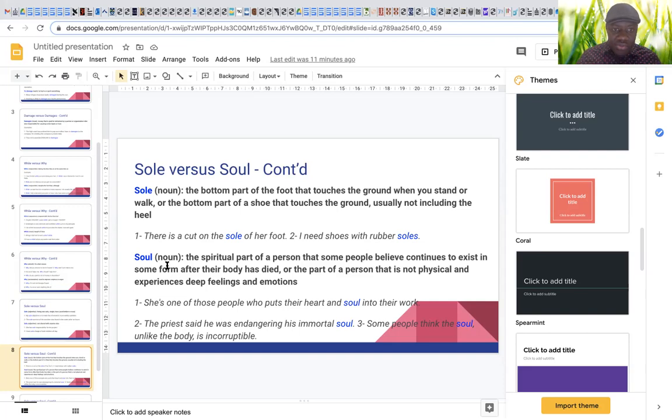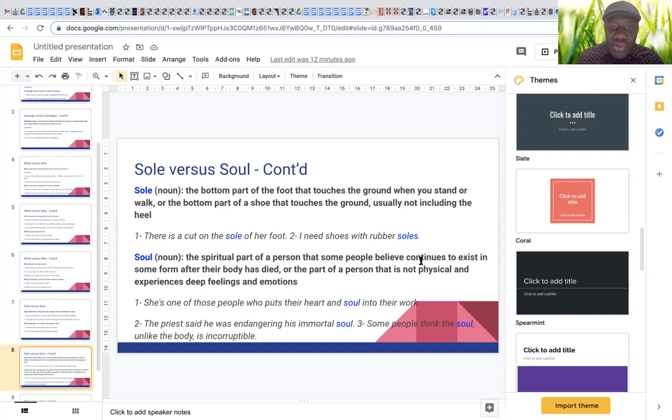Soul as a noun, and this time around we're talking about soul, S-O-U-L, means the spiritual part of a person that some people believe continues to exist in some form after their body has died. This is especially within religions like Christianity and Islam, where it is believed that when the body dies, the soul or the spiritual form of the person continues to live in the hereafter.